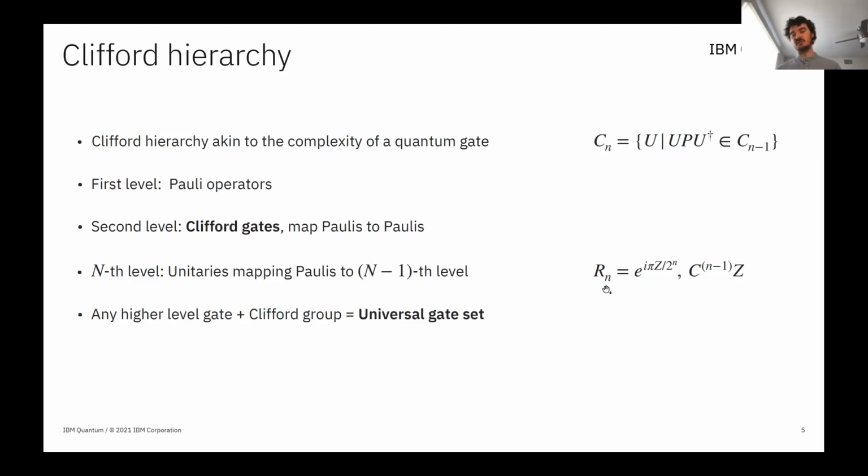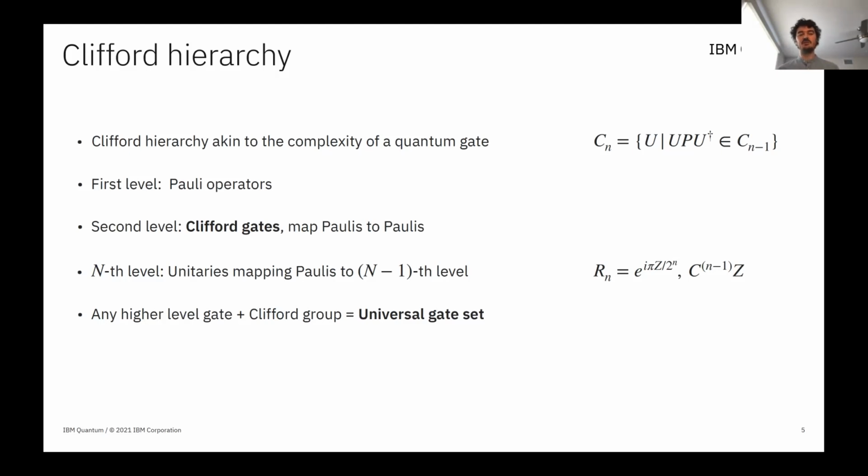And some popular examples of such gates are the R_n gate, which will probably come up in the second half in Michael's talk, which is defined as follows. And also this multi-controlled Z gate. So the CZ gate, for example, is in the second level of the Clifford hierarchy. The CCZ gate is in the third level, etc. And today we'll be discussing a code that has a transversal implementation of the CCCZ gate. So that's in the fourth level of the Clifford hierarchy.